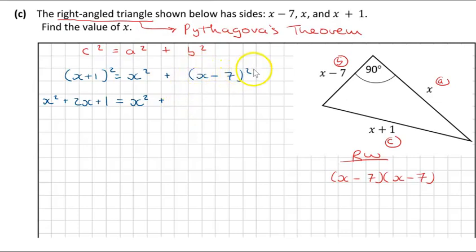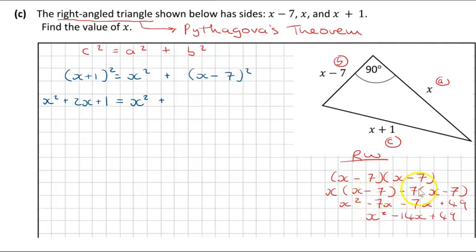So x minus 7 to be squared is x minus 7 times x minus 7. So we're going to have x times x minus 7 times x minus 7, which gives us x squared minus 7x minus 7x plus 49, which gives us x squared minus 14x plus 49. So we write that in here. So there's the x squared minus 14x plus 49.